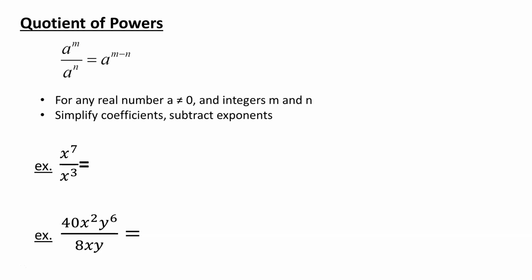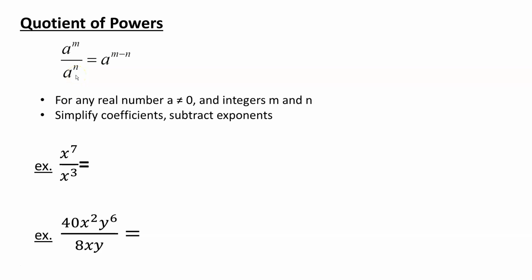So let's start with quotient of powers. If we have the same base in a fraction and different exponents, we take the exponent of the numerator minus the exponent of the denominator. And that'll work for any real number such that the base here is not 0 because we can't divide by 0. And m and n are integers.